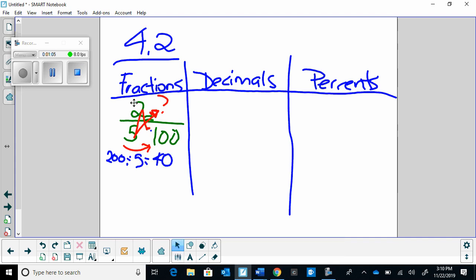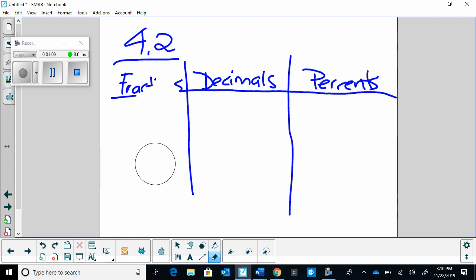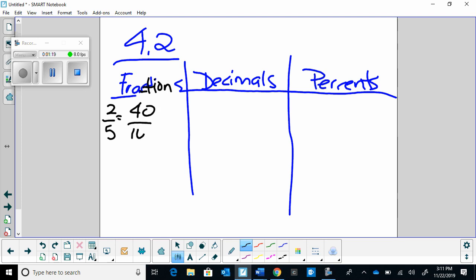So now our question mark up here becomes 40. 2 out of 5 is equivalent to 40 out of 100. Now that we have it out of 100, we can jump to the percentage, and we know percents are out of 100. So it's going to be 40%.